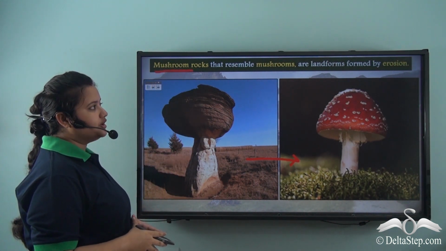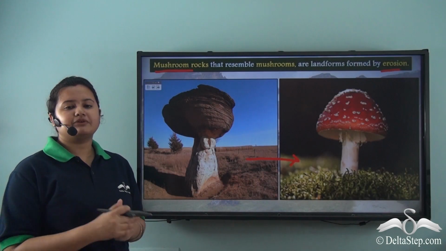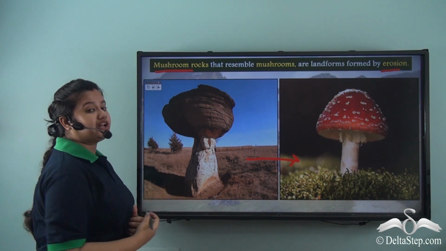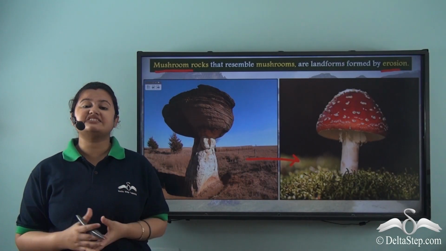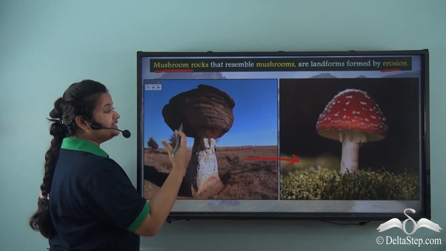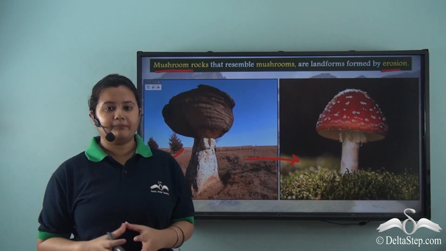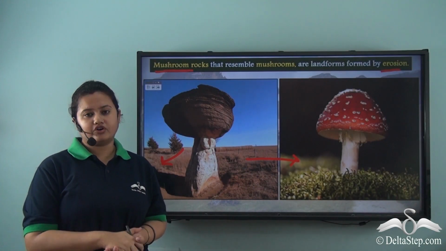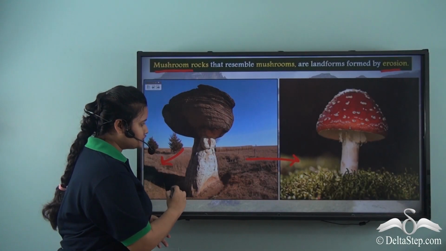Now, mushroom rocks are landforms formed by erosion. These mushroom rocks are found in semi-arid regions where we can find a lot of sand. The sand is very loose and easily blown away by wind, and therefore when wind blows over these rocks, it carries away sand, dust and other particles along with it, and therefore the exposed surface of the rock gets eroded and leads to the formation of mushroom rocks.